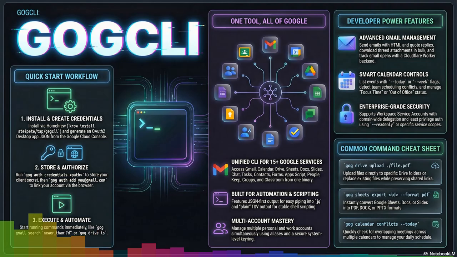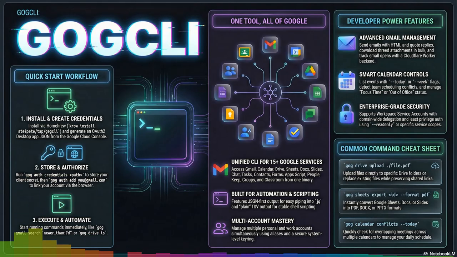All right, let's move to the file system. Drive, Docs, Sheets. This is another area where I feel like the visual interface is hard to beat. I recognize files by their icons. How does it handle that? It treats Google Drive like a local file system. You have list, search, upload, download, the standard stuff. But the killer feature is the conversion engine.